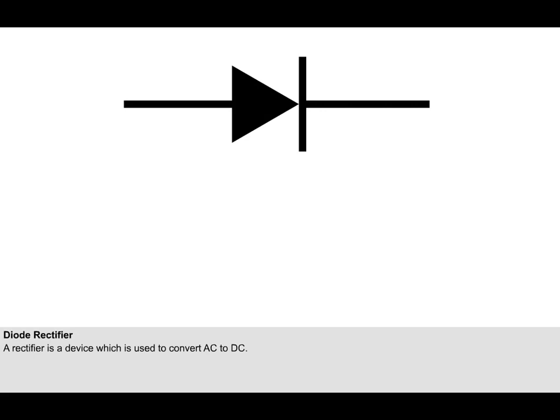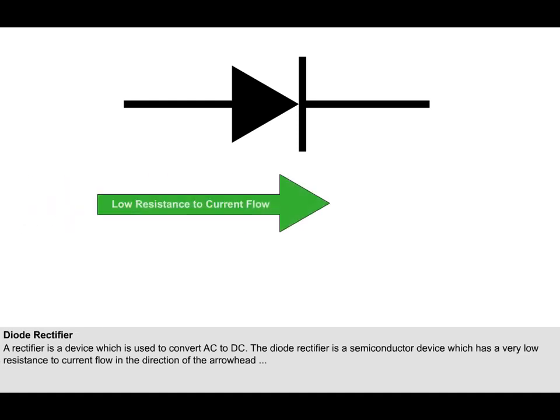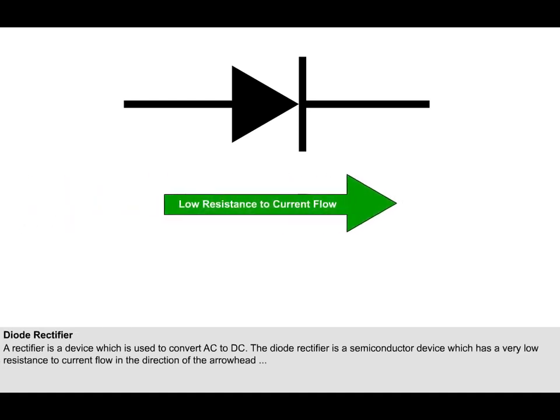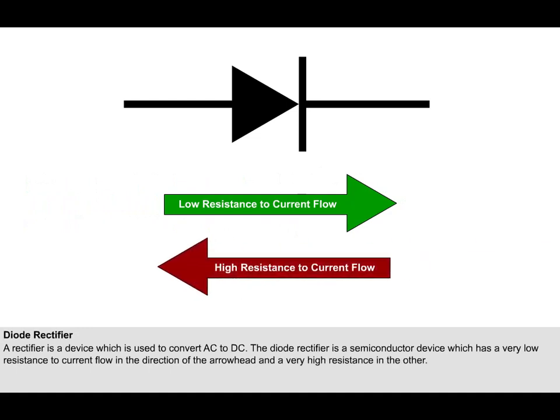A rectifier is a device which will convert alternating current into direct current. The most common rectifier in use in aircraft systems is the solid-state diode rectifier. The electrical symbol for a diode rectifier is shown here. The diode is a semiconductor device, and its operation is fully explained in the lesson on semiconductors. It has a very low resistance to current flow in the direction of the arrowhead and a very high resistance in the other.